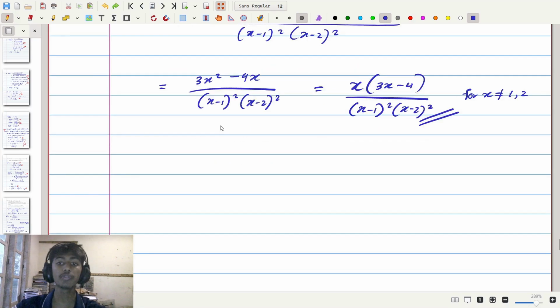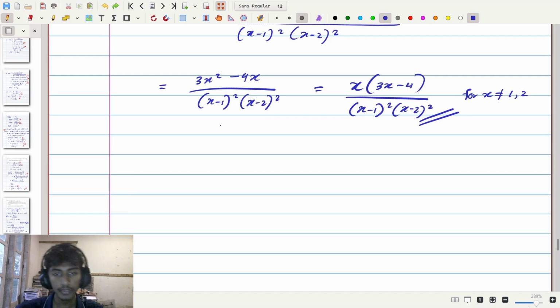Now for f prime x, we can see on the bottom here we have x minus 1, which is going to be changing at the value of x equals 1. We're going to have x minus 2, which will be changing at the value of x equals 2. But on the numerator, we also have an x here, which is going to be changing signs when x is equal to 0, since on one side it's going to be positive and on the other side it's going to be negative.